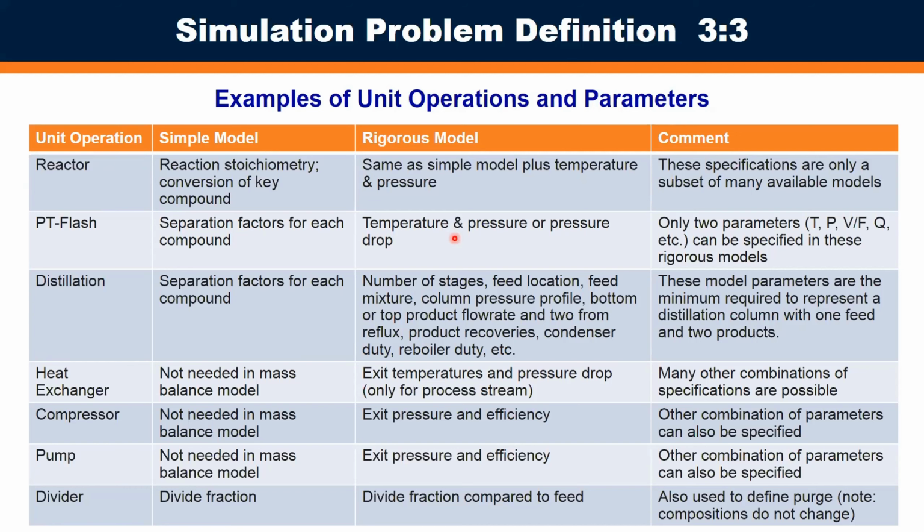So pick two, but rather than having to iterate, you pick one that's specified, the one that you want from a performance perspective, and let the simulator calculate the remaining variables.